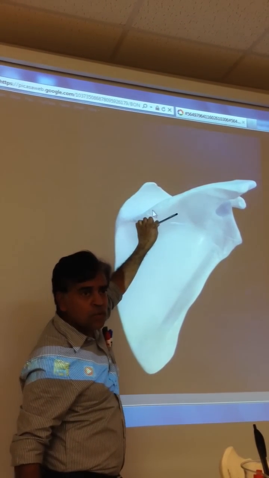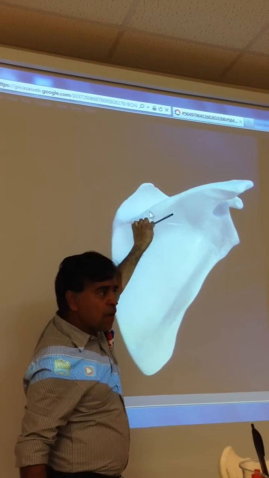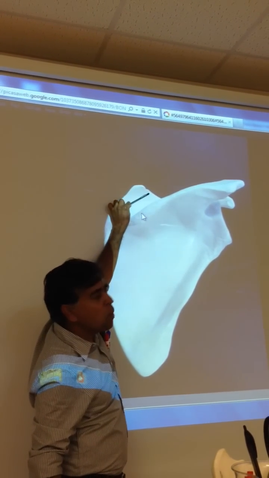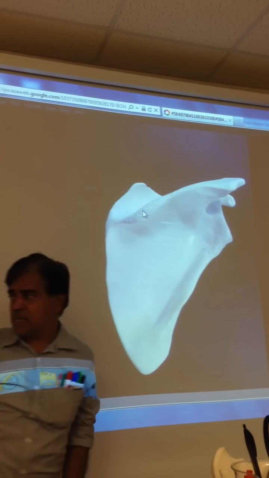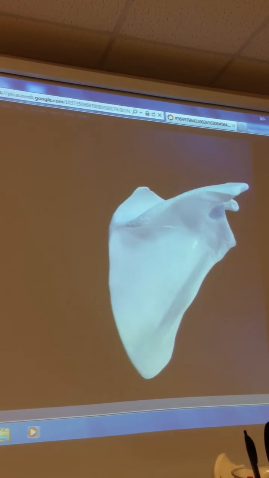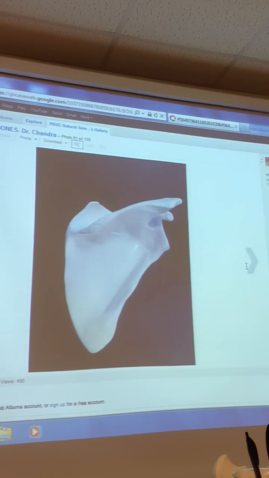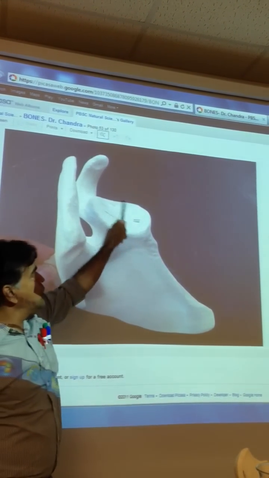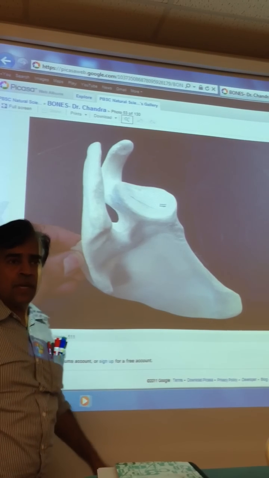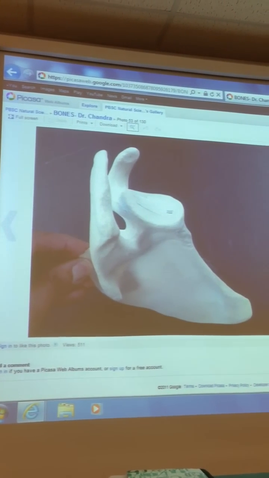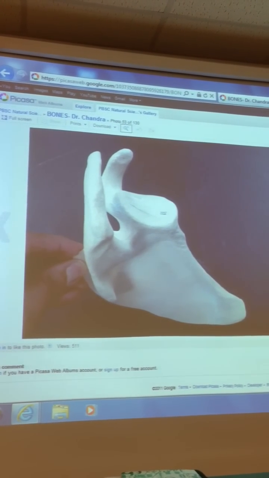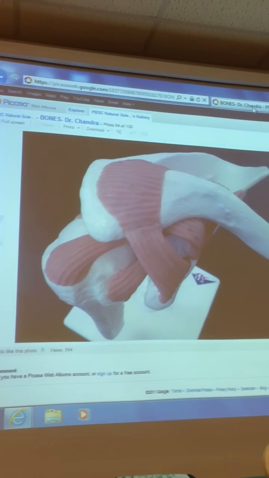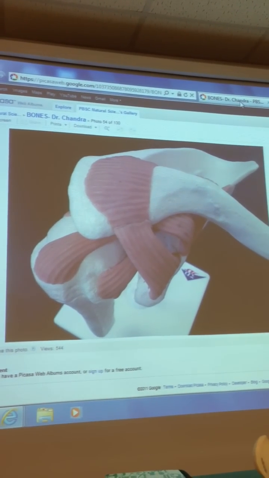Below the spine, how will you say that? Infraspinous fossa, inferior to the spine. And above, supraspinous fossa. Here you can see the glenoid fossa, the glenoid cavity, very well. Okay, so now let's do the humerus and the other bones of the arm.